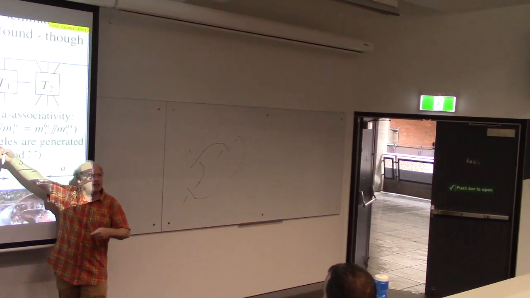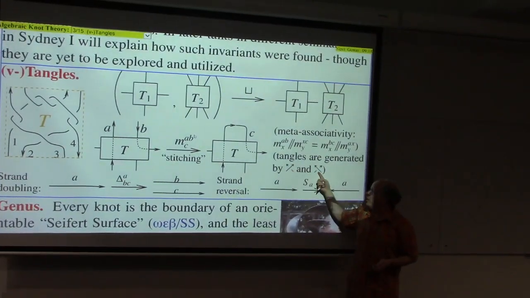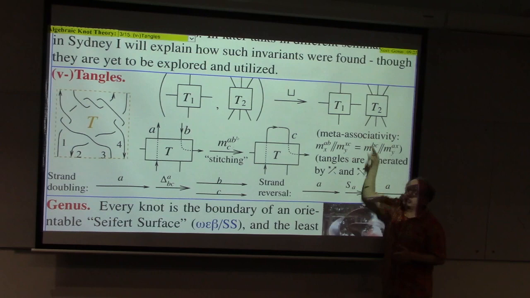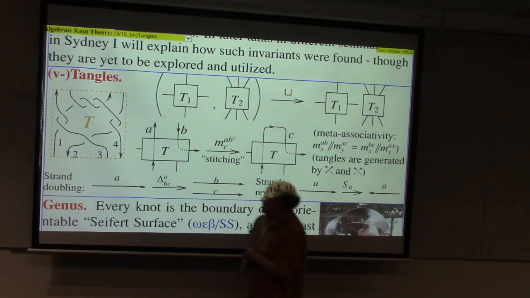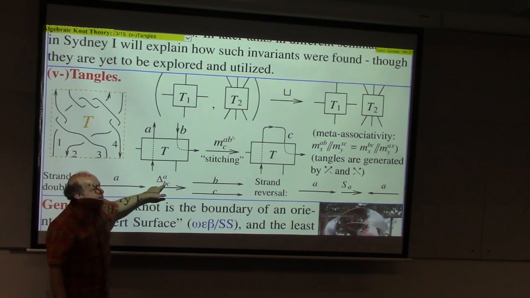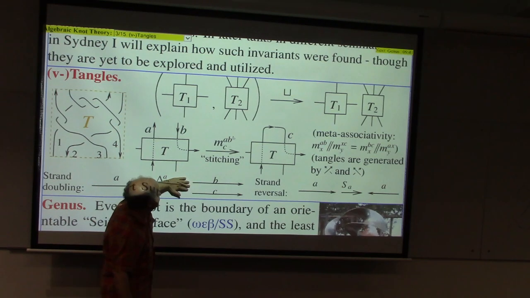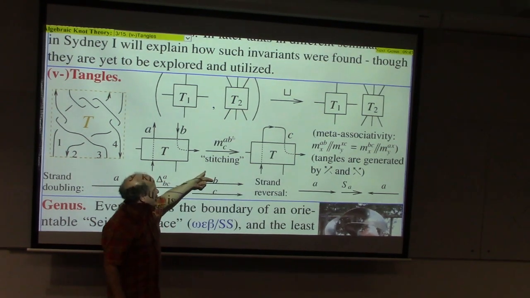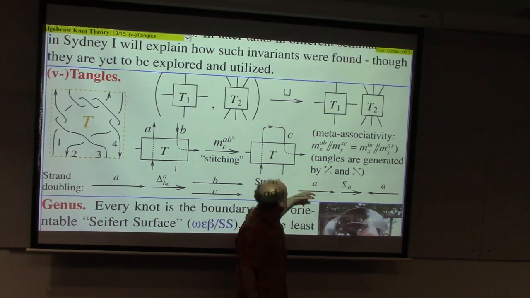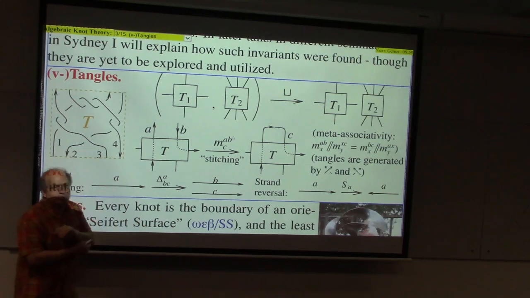So if later we want to define an invariant of tangles, all we will need is to specify the value of the invariant on the two crossings, the positive crossing and the negative crossing, and how it behaves relative to these two operations. Okay, and I should say that there are two further operations. There is the delta ABC, which takes a strand labeled A and replaces it with two parallel copies, which I will name B and C. And then there is the strand reversal operation, S sub A, which takes a strand A, and all it does is flip its order, reverses it. Okay, and I think it's clear what these operations all do.